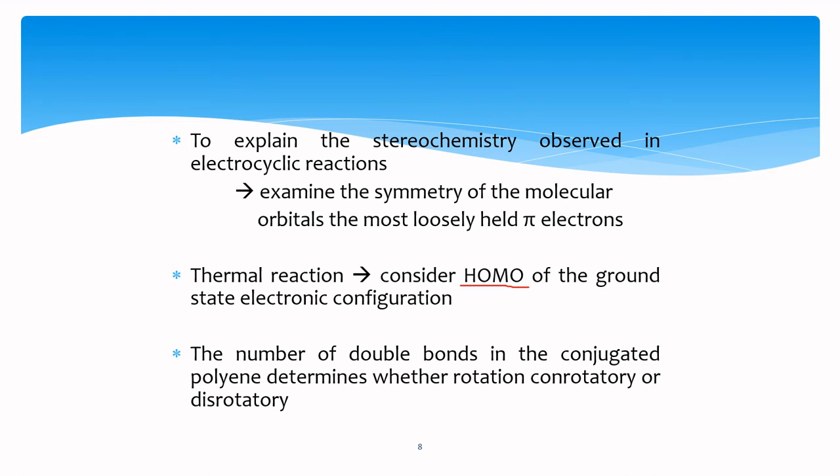Normally, when I memorize this, for ring closing, when it is thermal with an odd number of electrons, normally the rotation is disrotatory. If it is thermal but the number of the polyene is even, the motion will be conrotatory. This is how I memorize the rotation. So if you have the condition UV and it is odd, it should be conrotatory. Then if you have UV and it is even, it should be disrotatory.